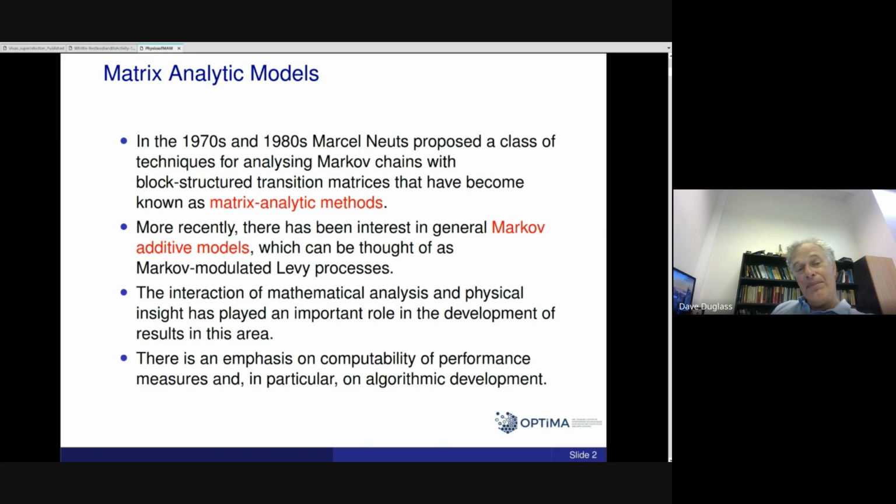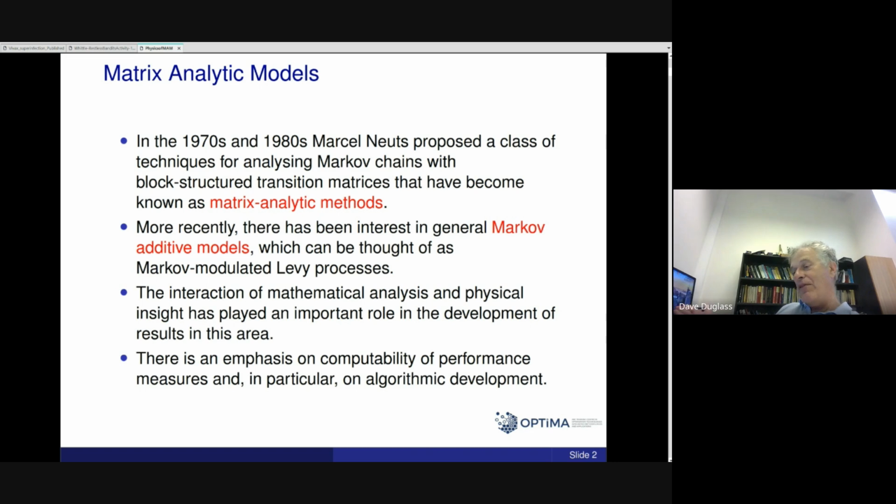More recently, there's been interest in what are called more general Markov additive models, and in particular, Guy and I have been thinking about these things, along with people like Evgeny Ivanov. And you can think of these as Markov modulated Levy processes. With the analysis of all these, what I find interesting is that you require an interaction of mathematical analysis and physical insight, and it plays an important role in the development of results in this area. Sometimes you can't prove things with just physical insight, but you get a pretty good idea of what is true, and then that guides your analysis.